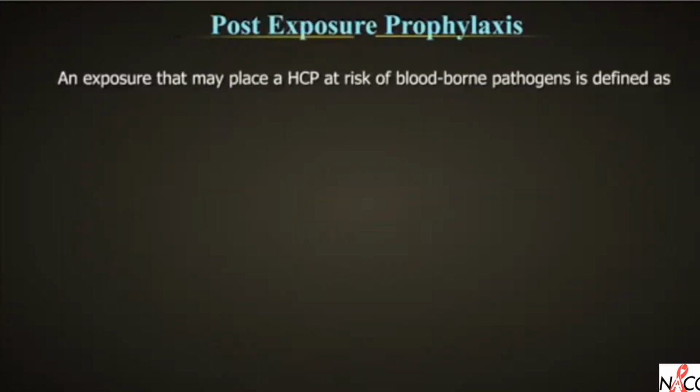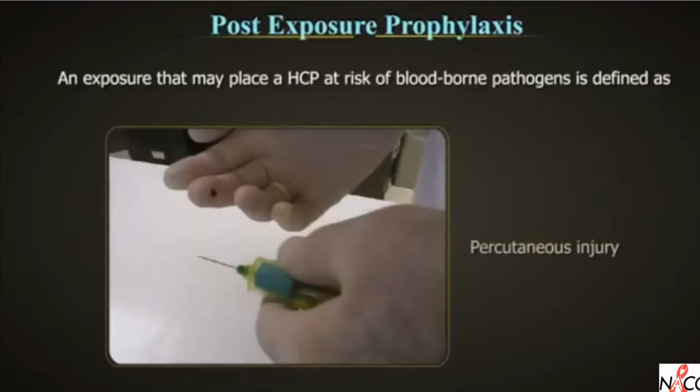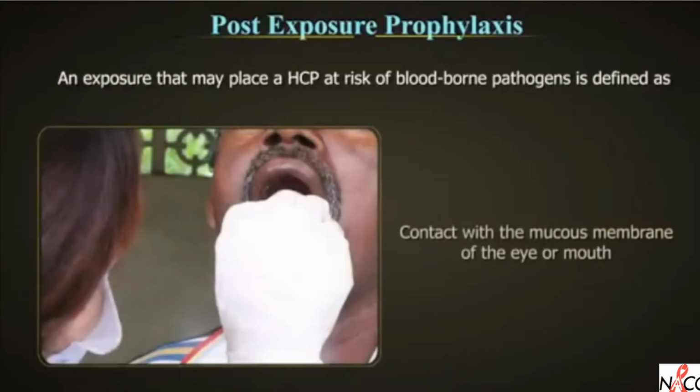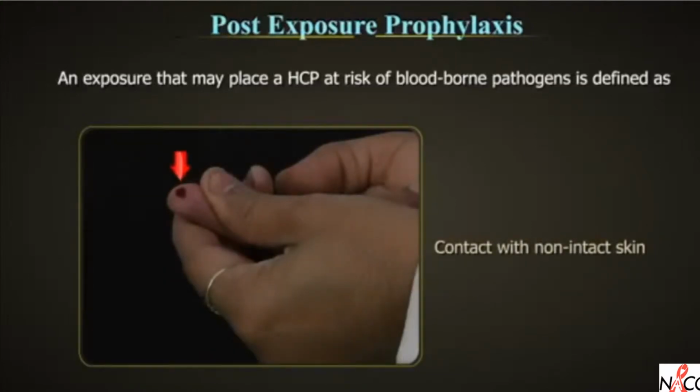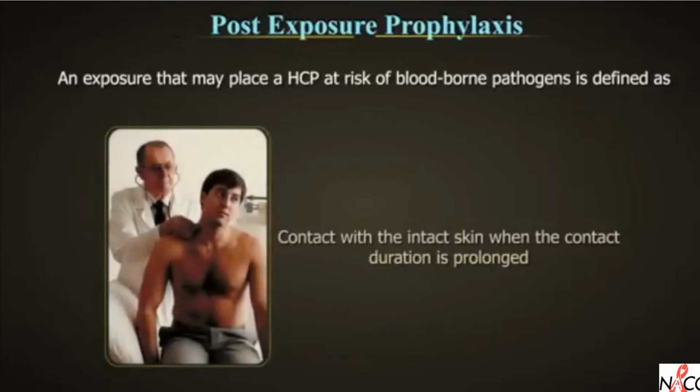An exposure that may place a healthcare professional at risk of blood-borne pathogens is defined as a percutaneous injury, for example, needle stick or cut with a sharp instrument, contact with the mucous membrane of the eye or mouth, contact with non-intact skin, particularly when exposed skin is chapped, abraded, or afflicted with dermatitis, or contact with intact skin when the contact duration is prolonged, for example, several minutes or more, with blood or other potentially infectious body fluids.